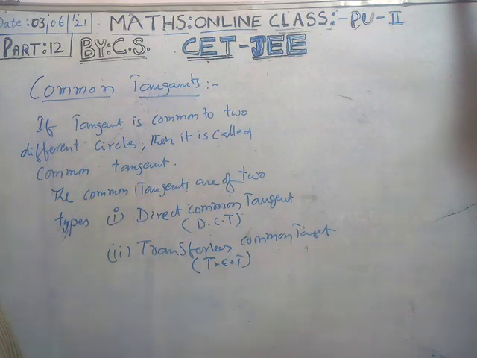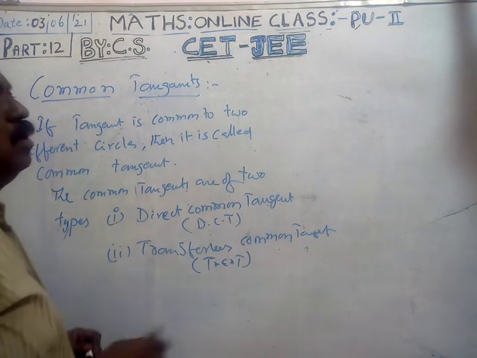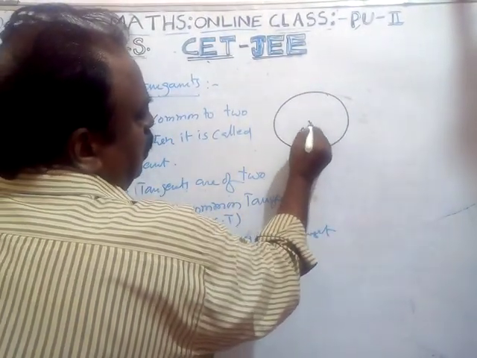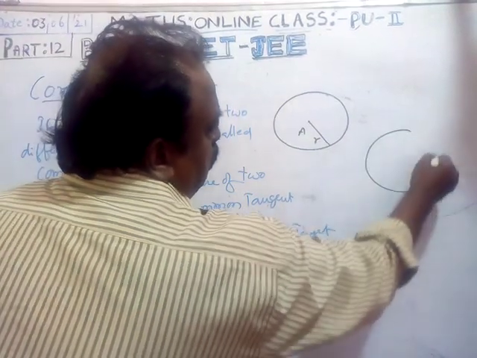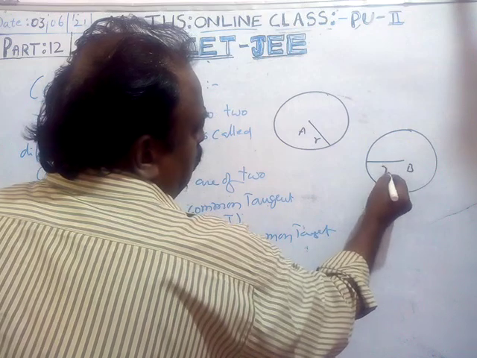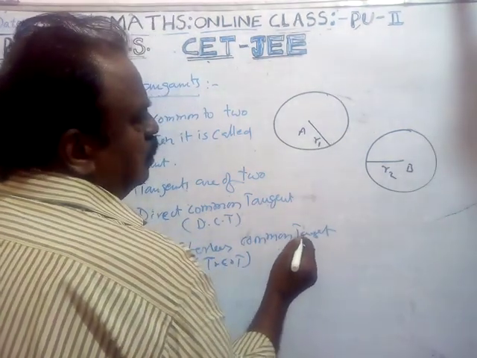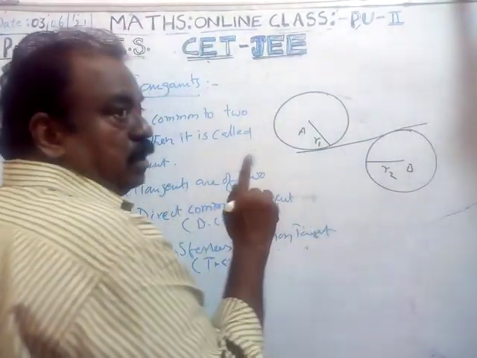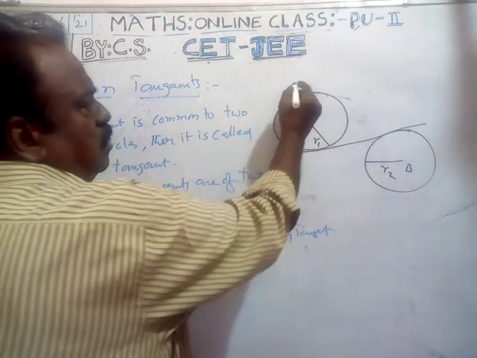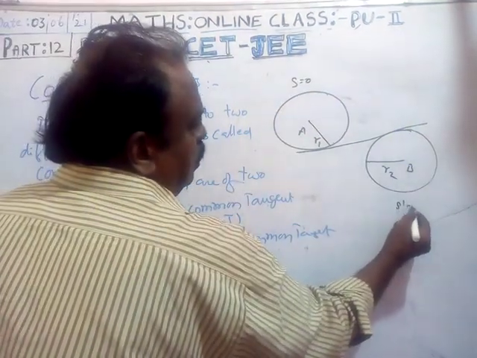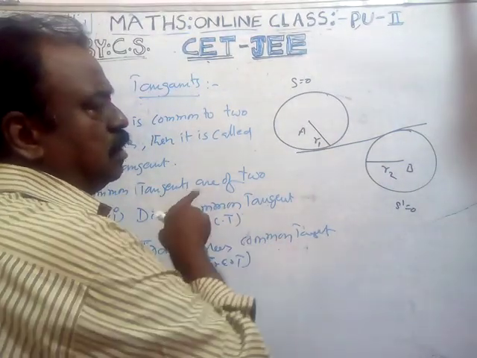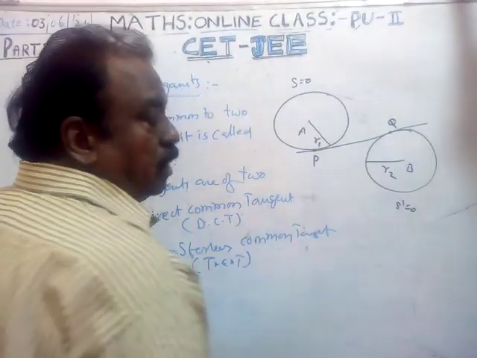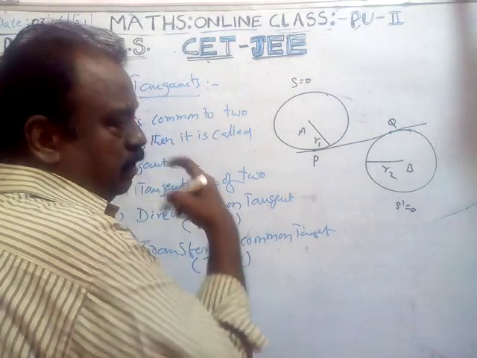First of all, what is a common tangent? Two circles are there with two different radii and centers. The center is A and the radius is R1. Another circle is there, center is B and the radius is R2. Suppose a tangent is like this. It is touching the first circle, say S is equal to 0, and the other, S dash is equal to 0. Two different circles, but the tangent is common. Here P and Q are the points of contact. This is a common tangent.